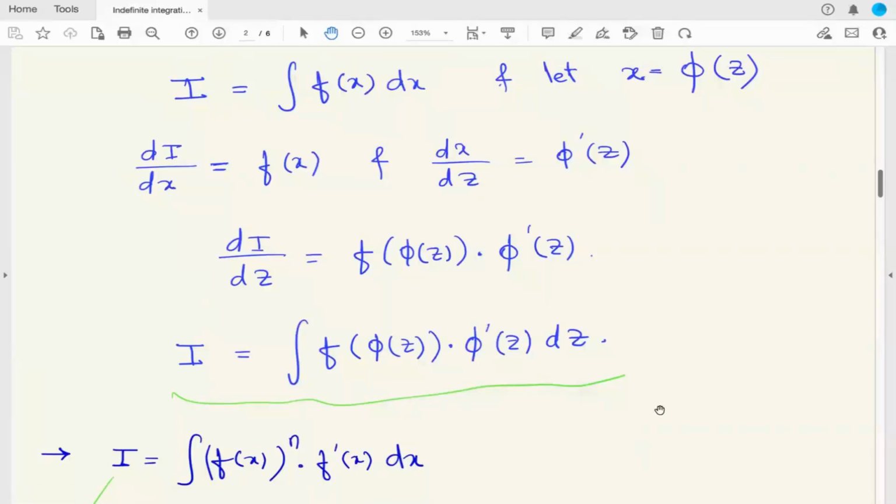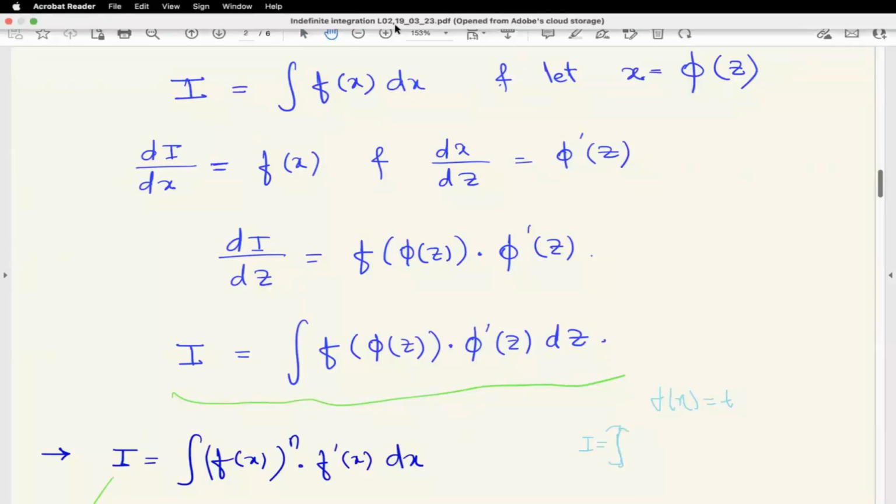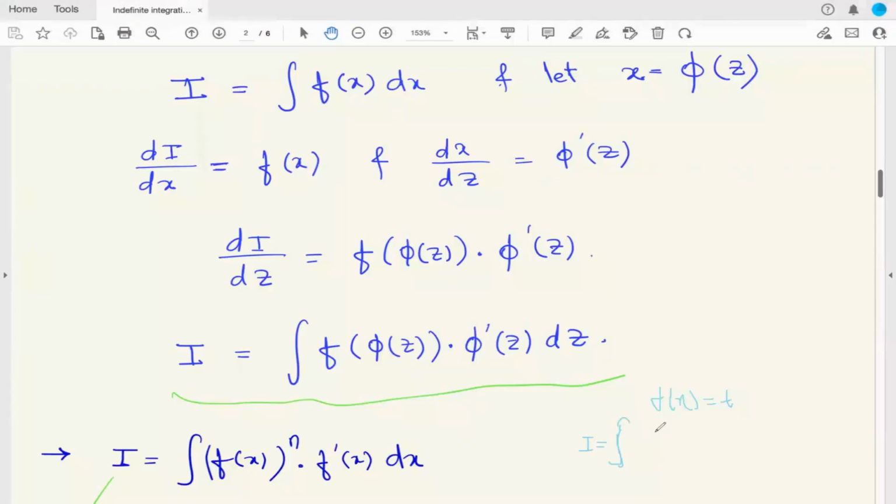So if we substitute f x is equal to t, I just substitute the value of f x is equal to t. So what we get here, I is equal to, okay, let me erase it. So my integration changes to t to the power n, because I substitute f x is equal to t.